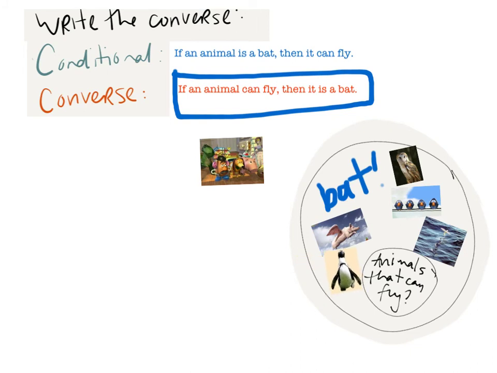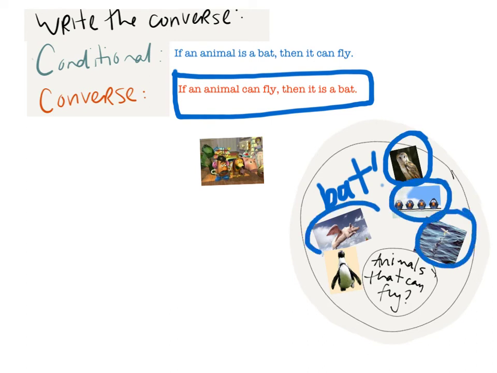All of these examples that we came up with, the owl, the bird, the flying fish, the flying pig, the flying penguin, all of these are called counter examples. Counter examples, let's draw a little arrow in here. Counter examples are examples that prove that something is not true. So in this case, the converse is false. And why is it false? Look at all of our counter examples.